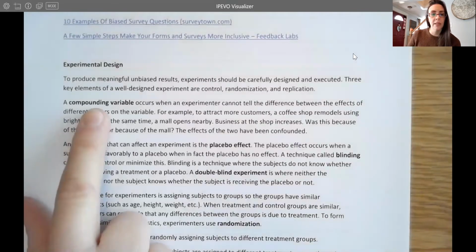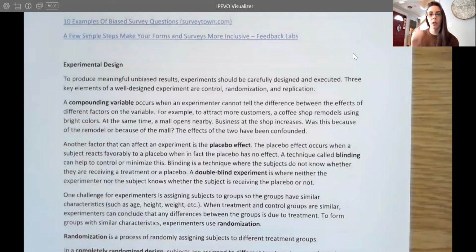Another thing we have to watch out for is confounding. So confounding variables occur when an experimenter cannot tell the difference between the effects of different factors on a variable. So for example, let's say to attract more customers, a coffee shop remodels using bright colors. However, at the same time, a mall opens nearby. Business at the shop increases. However, we can't tell if business increased because of the remodel or because the mall opened. So the two effects have been confounded, right?